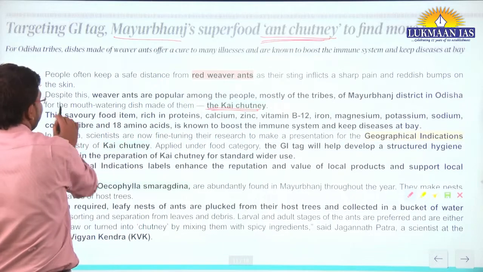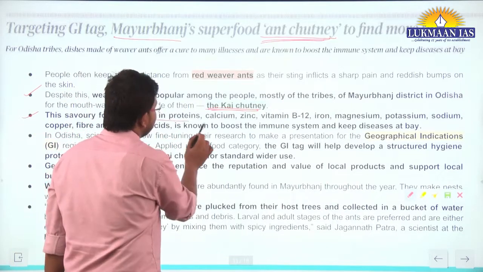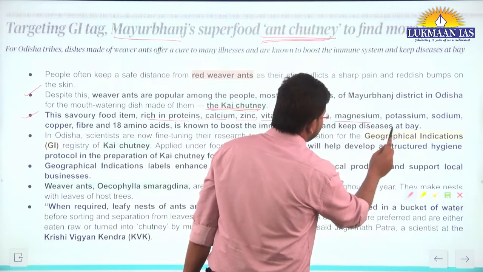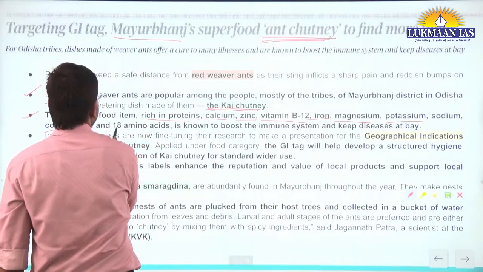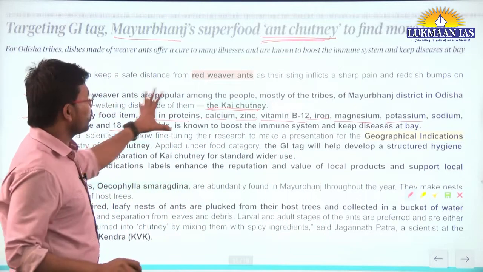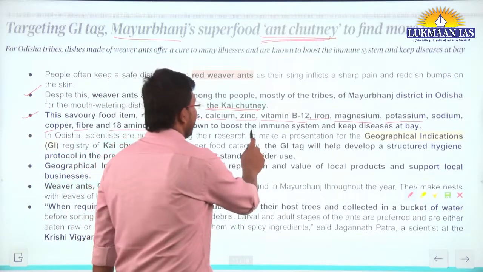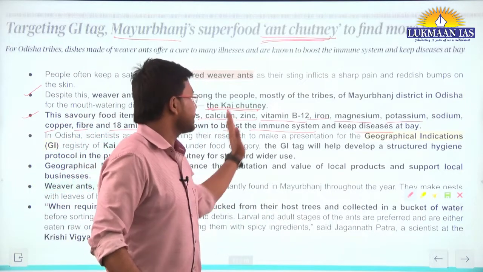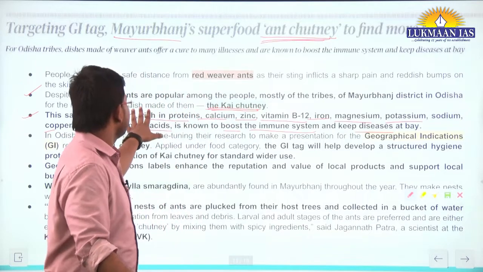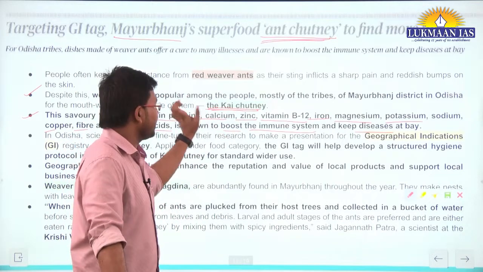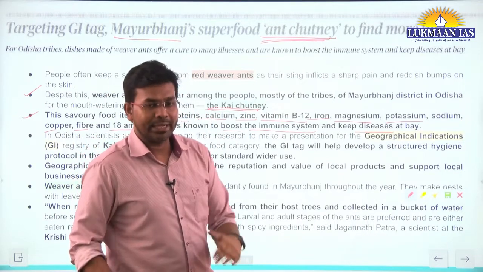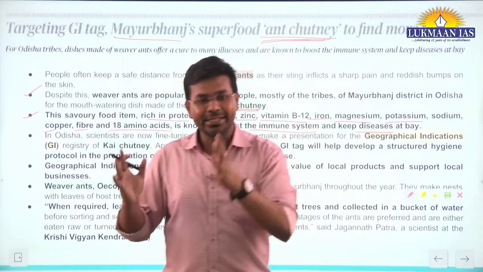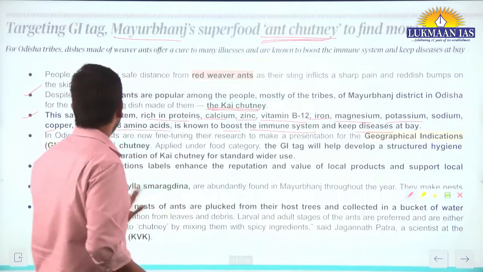Now this savory food item is rich in proteins, calcium, zinc, vitamin B12, iron, magnesium, potassium, sodium, copper, fiber, and 18 amino acids. It is known to boost the immune system and keep diseases at bay. So these minerals, proteins and vitamins available in the kai chutney boost the immune system and keep diseases away. Like people say an apple a day keeps the doctor away, similarly, ant chutney also keeps doctors away. So that's how people like it.